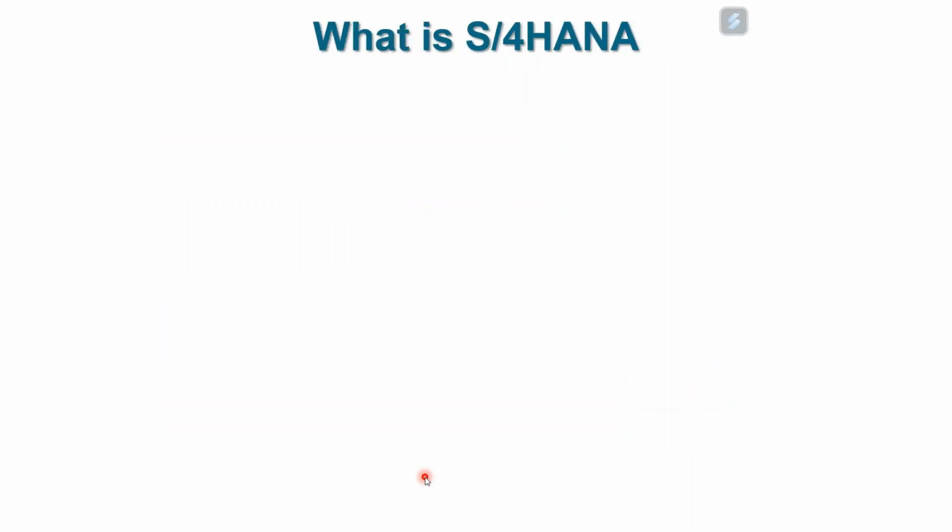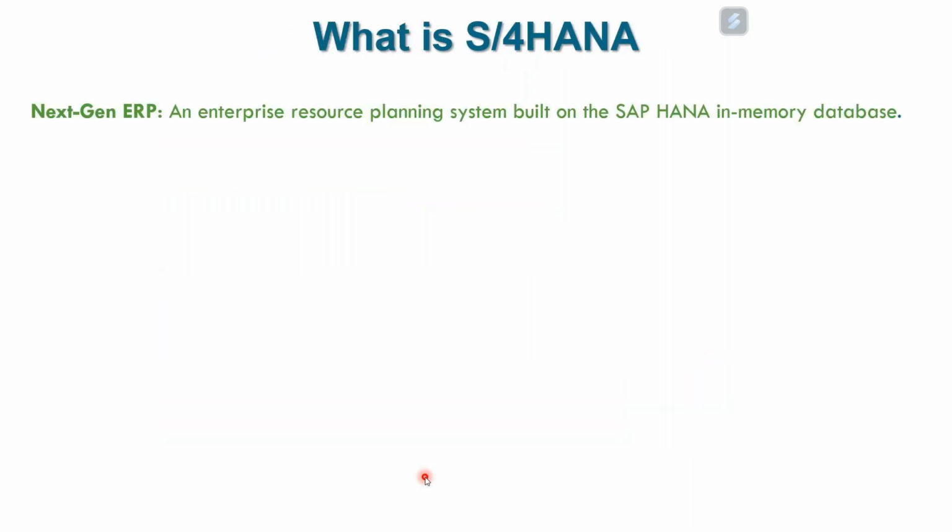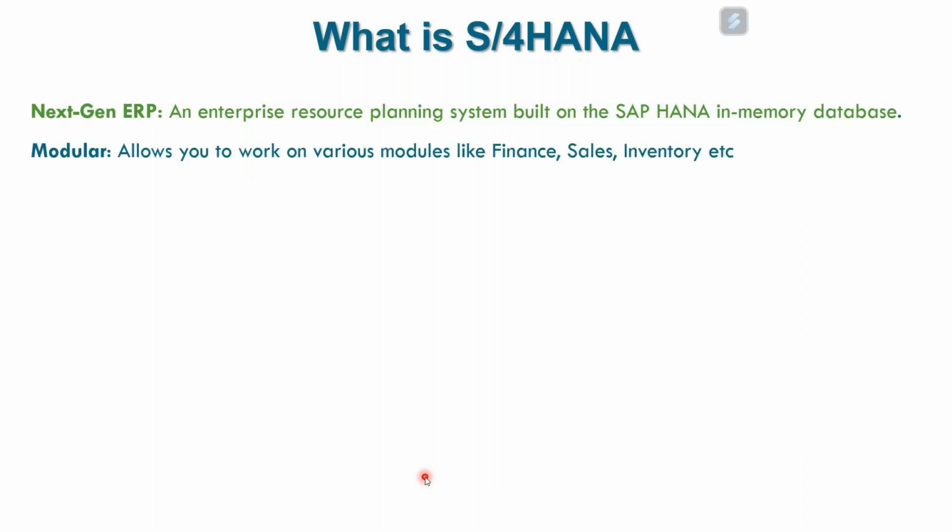Okay, now what is S4 HANA? S4 HANA is an ERP built on the SAP HANA in-memory database. So in a concise manner, this is S4 HANA. It's an ERP which works on the SAP HANA database, and that database is an in-memory database. We'll further talk about what's an in-memory database, but right now it allows you to work on various modules: finance, sales, inventory, production, human resources. There are many modules or parts of S4 HANA on which you can work.